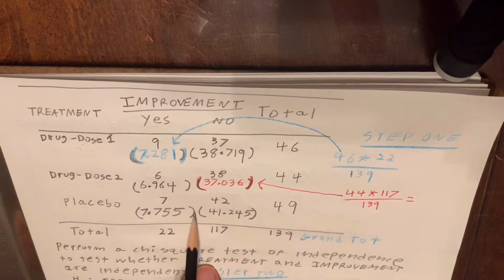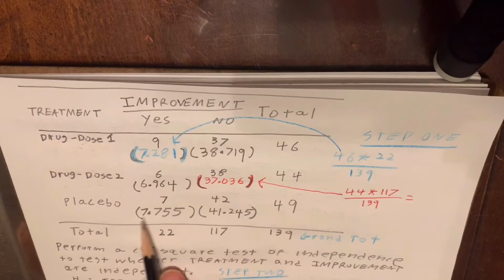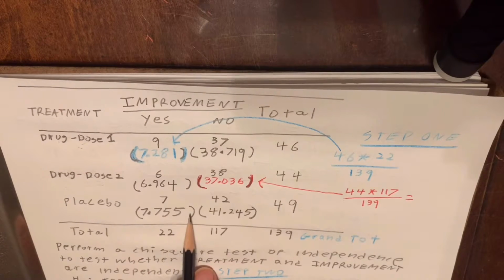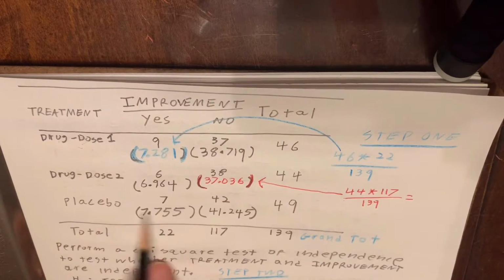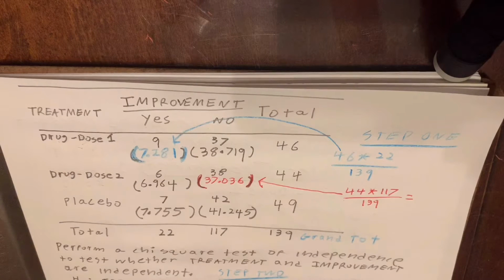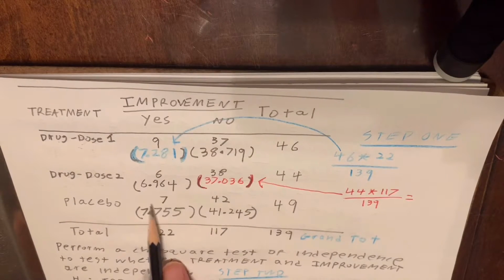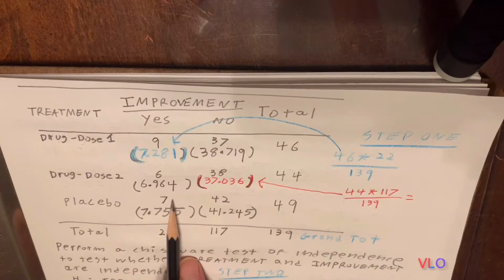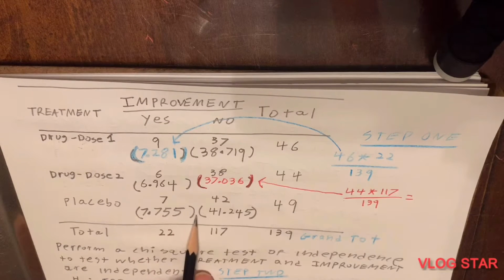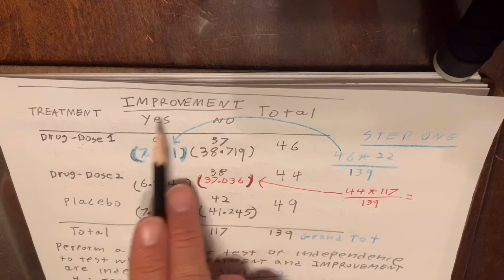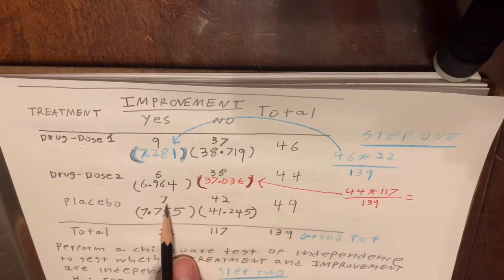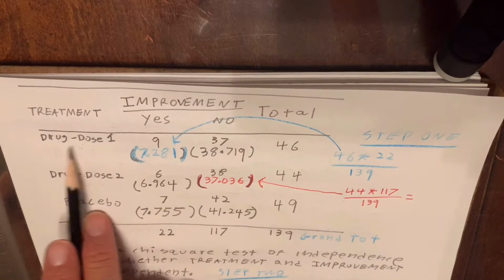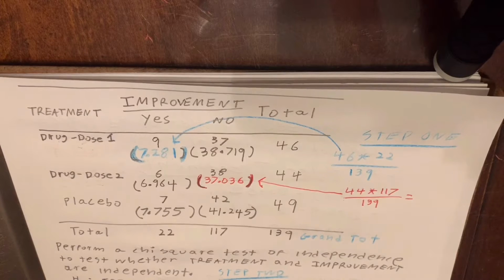Let's look at the placebo. So here, with the placebo, you would expect 7.755 people to improve and be given the placebo. That's what we would expect by chance. And by chance, I mean assuming treatment and improvement are independent. But we only got 7. So we would expect a little more improvement in the placebo, yes, than we actually got. So it's looking like this drug at dose 1 may possibly be a good thing.